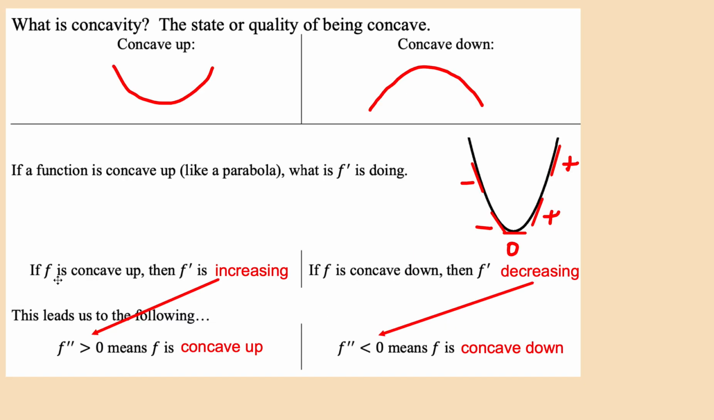One more time. If f is concave up, then we say f prime is increasing. Increasing means that the second derivative, which describes the first derivative, is greater than 0. So the second derivative being greater than 0 is telling you something about the function f, that it is concave up. If f is concave down, f prime is decreasing. Decreasing means that what's describing the decreasing, which is the second derivative, is less than 0. The fact that the second derivative is less than 0 describes the function f as concave down.